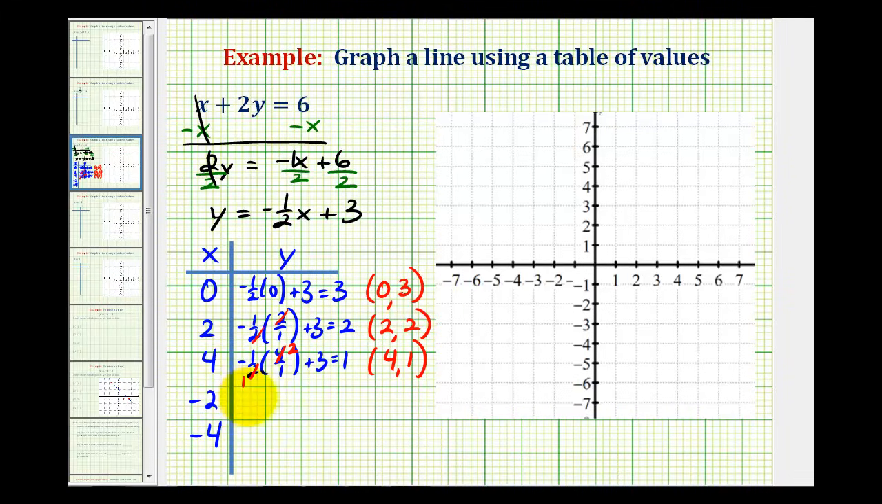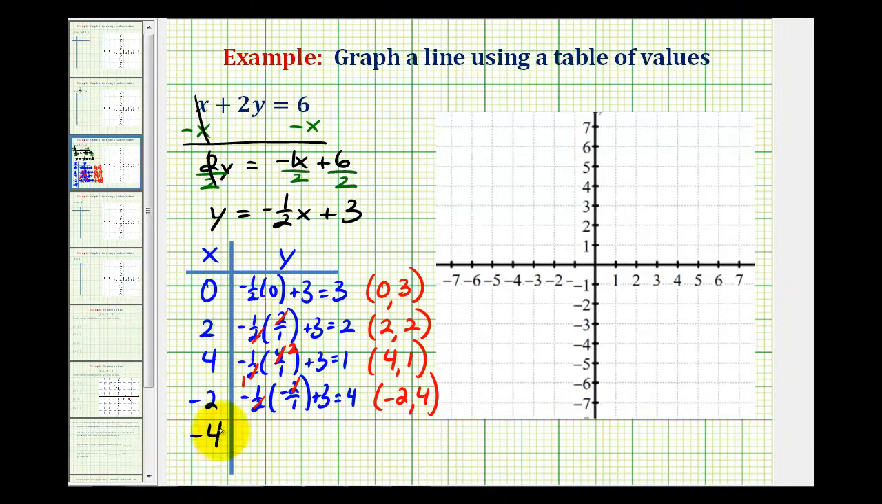Next we have x equals negative 2, so we have negative 1/2 times negative 2 over 1 plus 3. Here's our common factor of 2 here and here. So this ends up being negative 1 times negative 1, which is 1, plus 3, which is 4. So the line contains the point where the x-coordinate is negative 2 and the y-coordinate is 4.